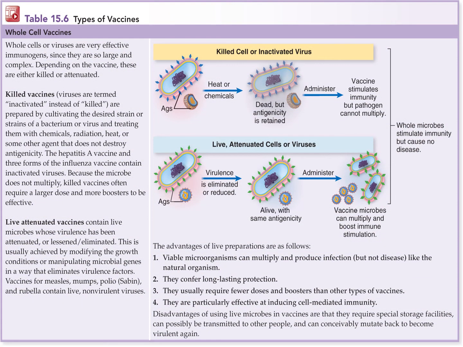This just shows whole cell vaccines. Again, the killed vaccines, we heat or kill the antigen or inactivate the bacteria or virus and administer those directly. The pathogen cannot multiply. Does it stimulate immunity? That may actually be something that we may not know fully. Okay. Live attenuated cells or viruses, this is where the virulence is decreased, so they are still living or active, but they have the same antigenicity as the true pathogenic organism.